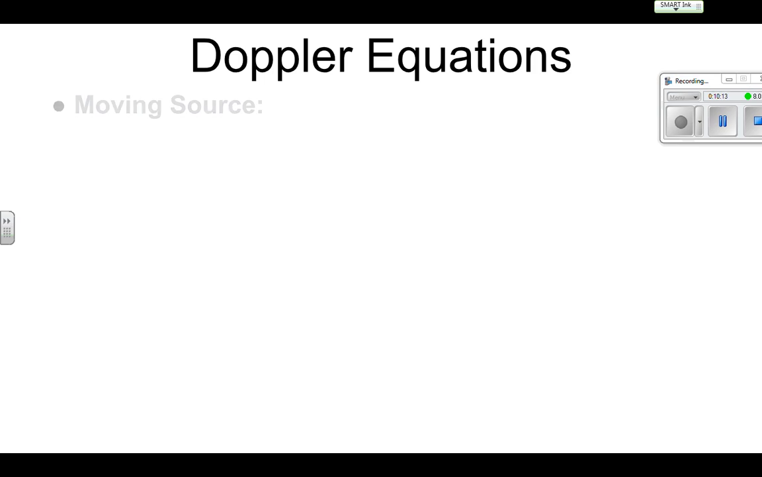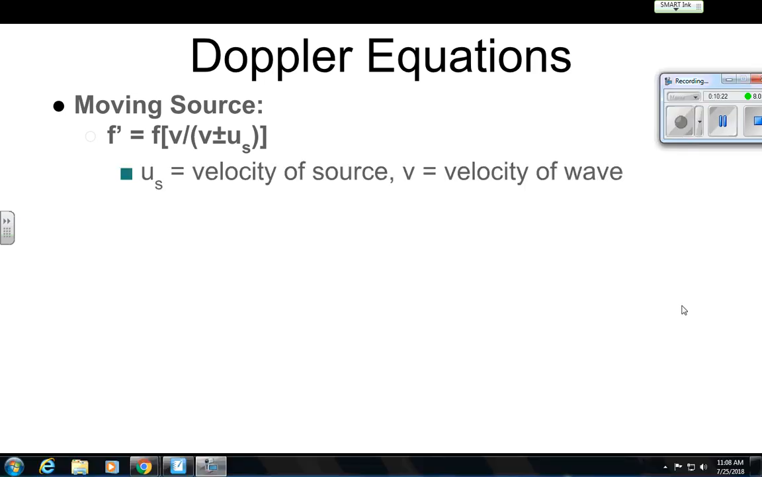So the first one is when the source is moving. And this is what the equation looks like. It roughly looks like this in your data booklet. And what you need to recognize is F stands for frequency. So F prime, what you're solving for here, is what the new frequency or the observed frequency will be. You use F, the original frequency, that's the frequency from the source if nothing is moving. V in this equation is the speed of the wave through the medium. And U is how fast the source is moving.